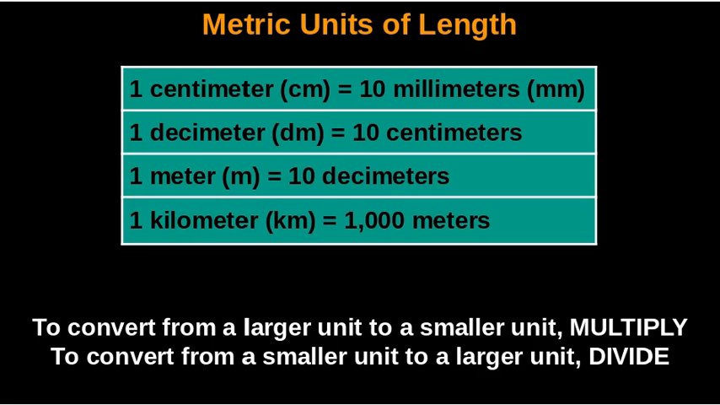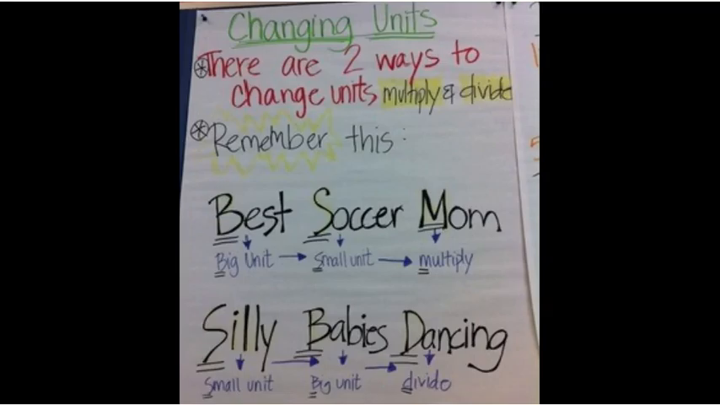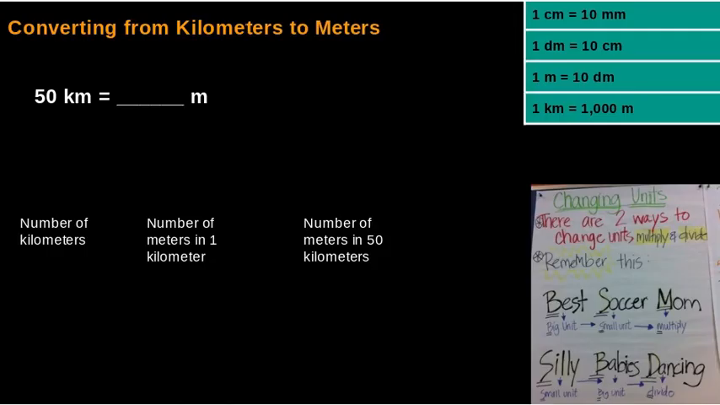To convert from a larger unit to a smaller unit, the operation is multiplication. You multiply. To convert from a smaller unit to a larger unit, you divide. And this is an acronym to help you remember. Big unit to small unit, multiply. Best soccer mom. Small unit to big unit, you divide. Silly babies dancing.